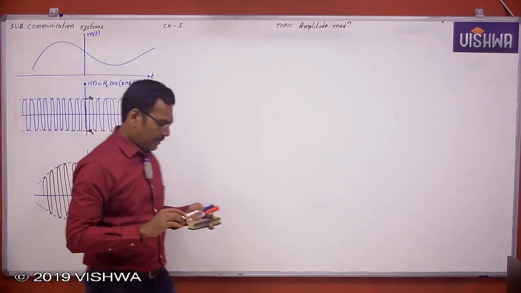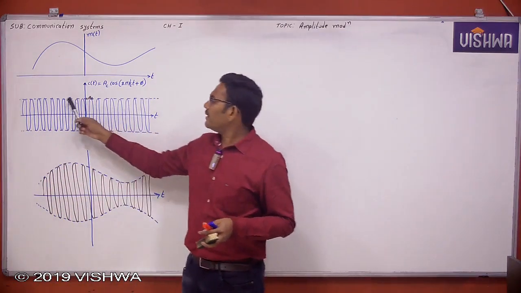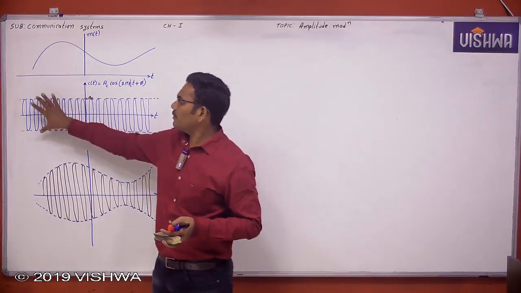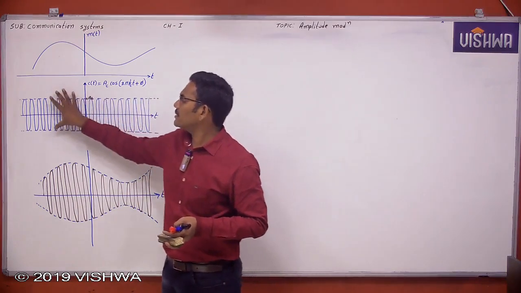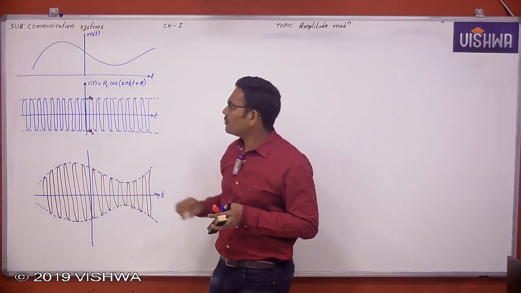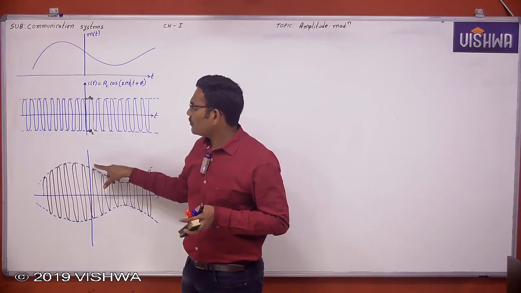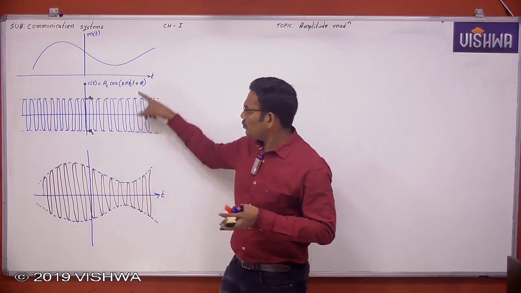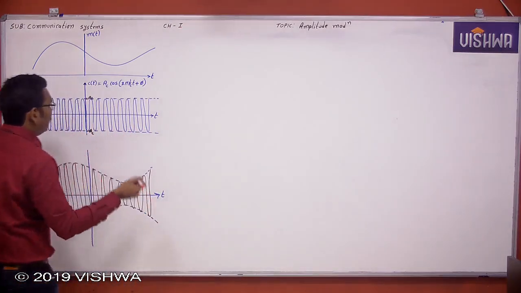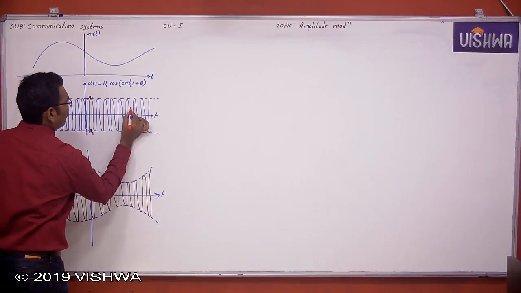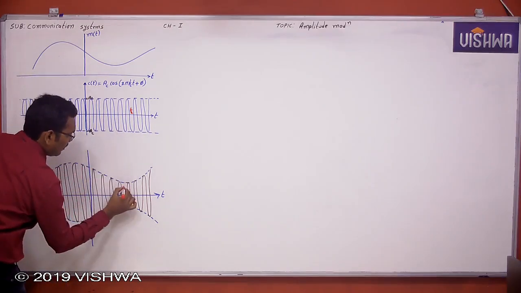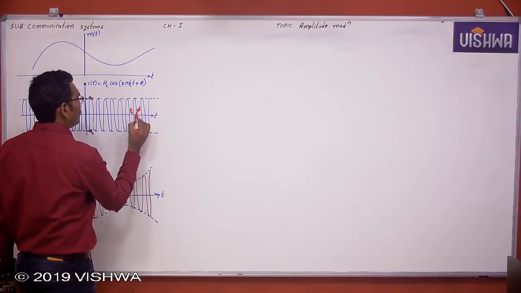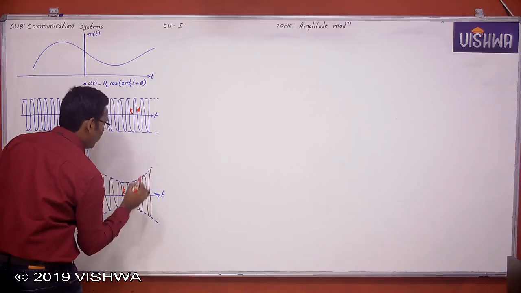Now see here, what happened? The amplitude of the carrier before modulation is Ac, which is constant. But what is the amplitude of the carrier after modulation? It is not constant. Is there any change in frequency? No, there is no change in frequency. The frequency of the carrier before modulation is fc, and after modulation is also fc. Phase of the carrier before modulation is phi, and after modulation is also phi.